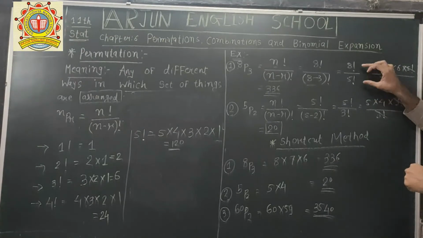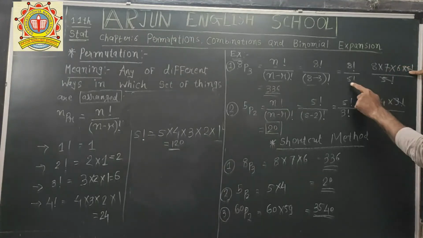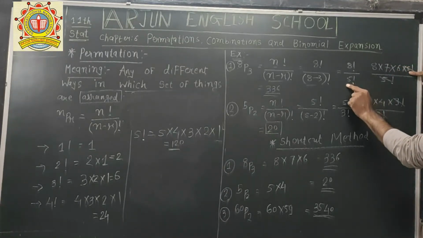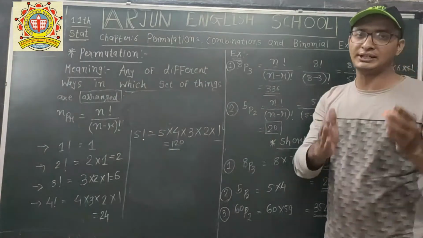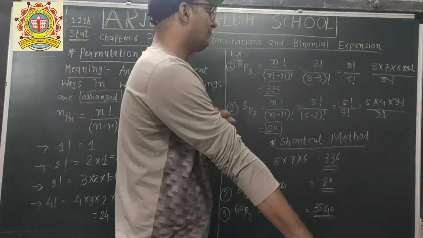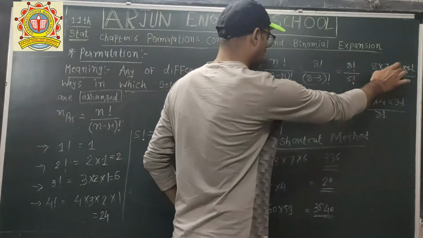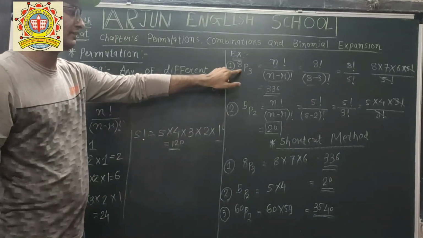So now the logic is that we can write 8 into 7 into 6 into 5 factorial, stop here, and the denominator as it is. Now this 5 factorial means 5 into 4 into 3 into 2 into 1, that we are cutting, and the remaining part, that is 8 into 7 into 6, the answer is 336. So this is for 8P3.